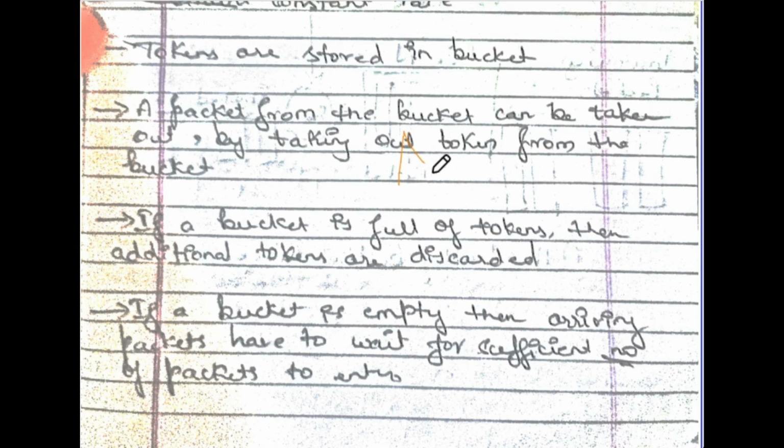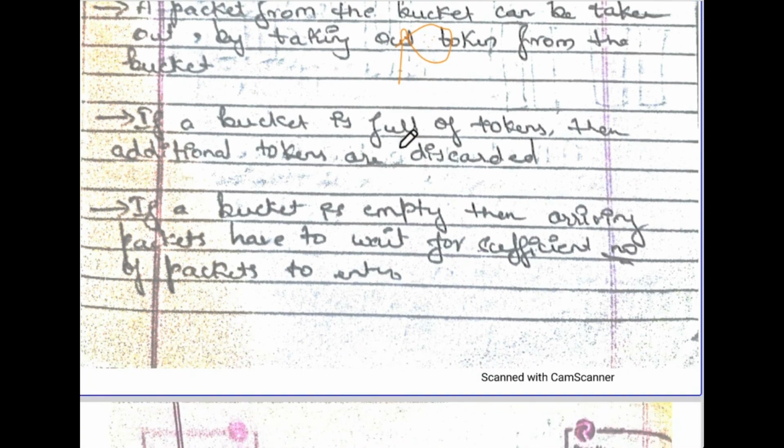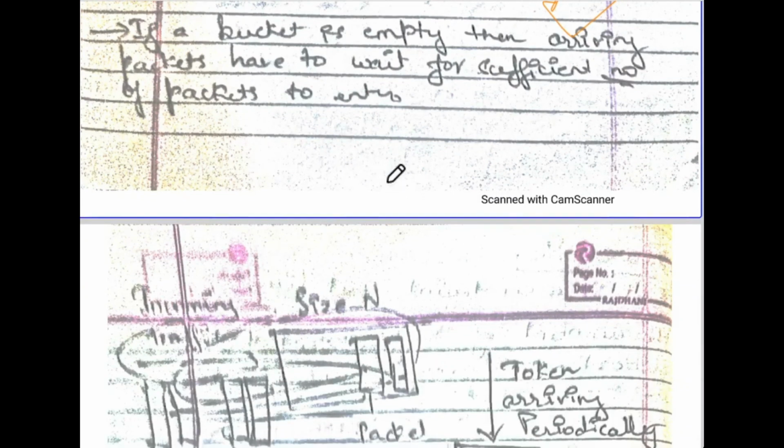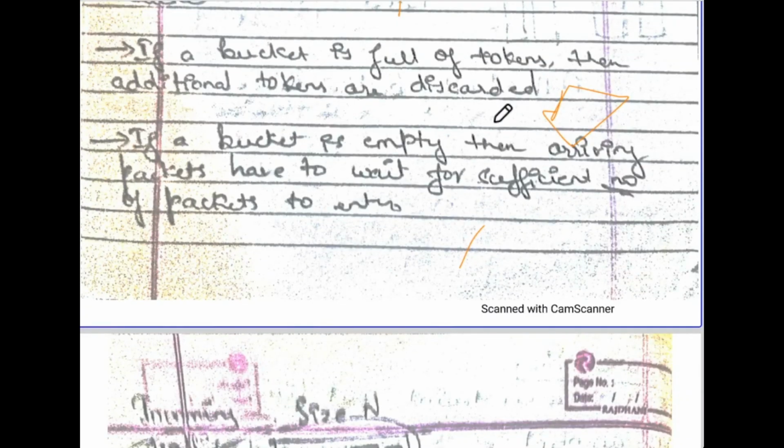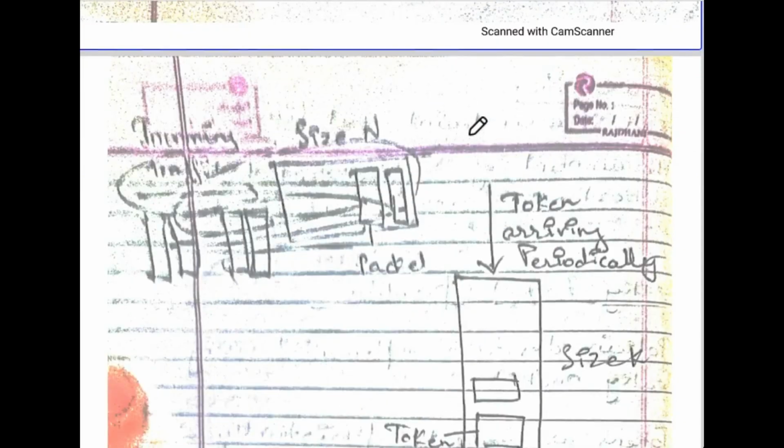So this is a bucket. It has packets. The packets from the bucket can be taken out by taking out the token. If you want to remove a packet, then the token of the packet must first be removed. If this bucket is full of tokens, then the new packets will be discarded. Okay. If this bucket is empty, and 2 or 3 packets are there, they have to wait until there are sufficient tokens to make an entry.